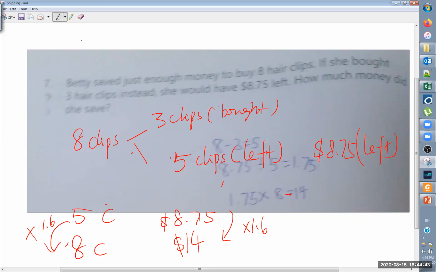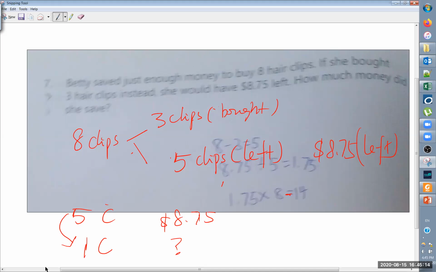Then what about this if I ask you this question? So I don't ask you for 8. I ask you 1. 5 clips is $8.75, right? Then 1 clip is how much? So this one is what? 5 to 1. Decrease. How many times? Decrease by 5.